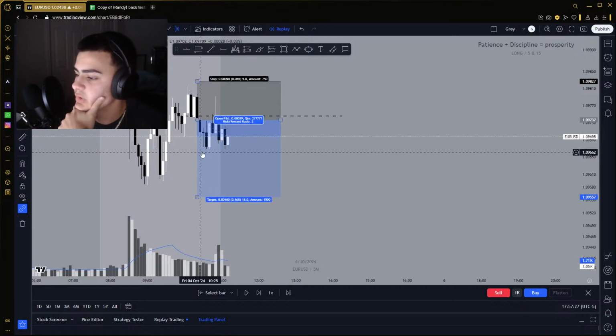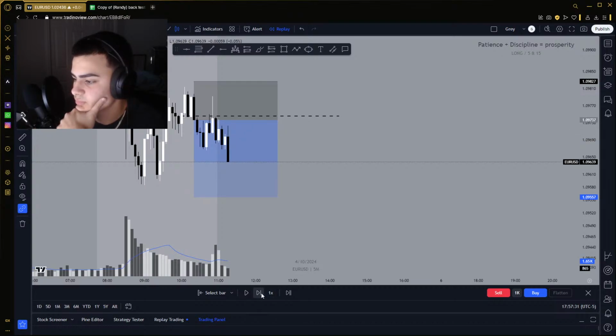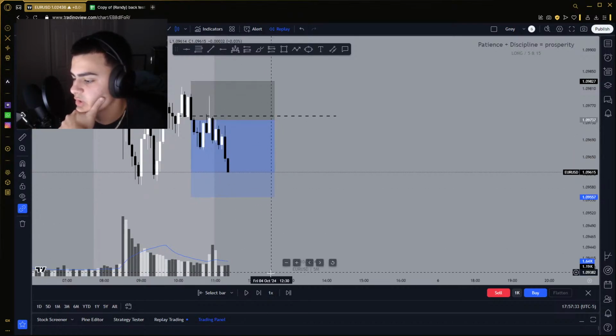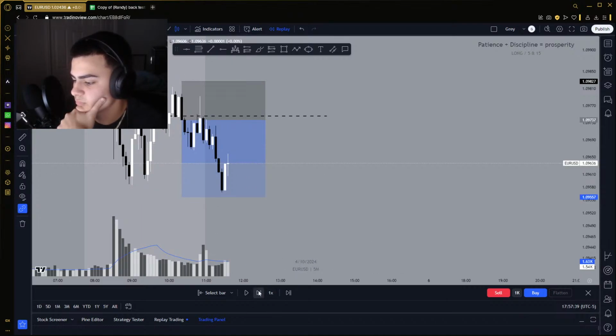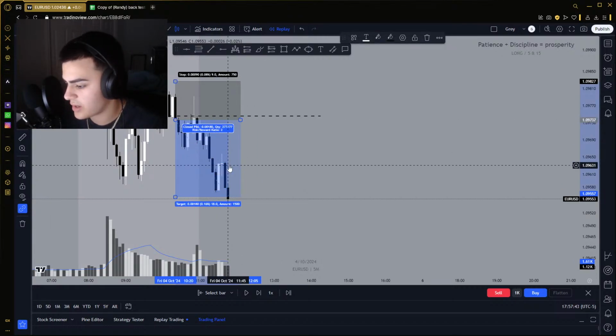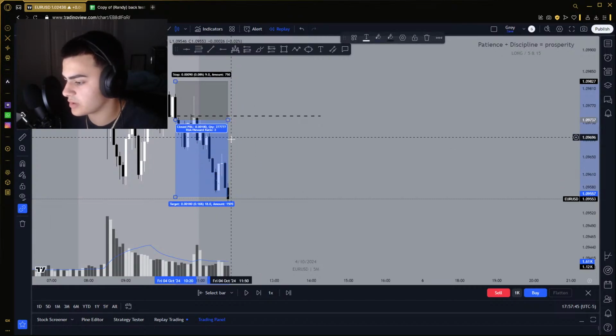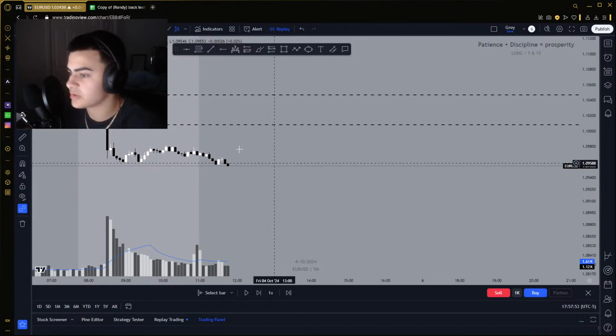Let's see. So still respecting this area. Now we're starting to drive down. And then we're gonna touch my TP. So at 11:45, right before 12. So at 12 I would have closed, and it actually touched TP before 12, which gave me my 2% for the day.